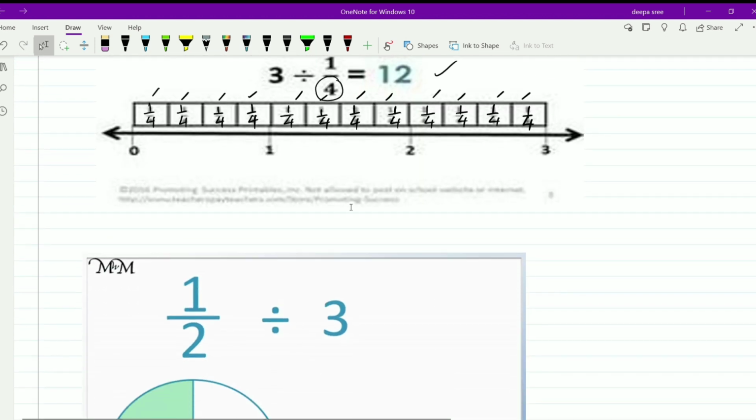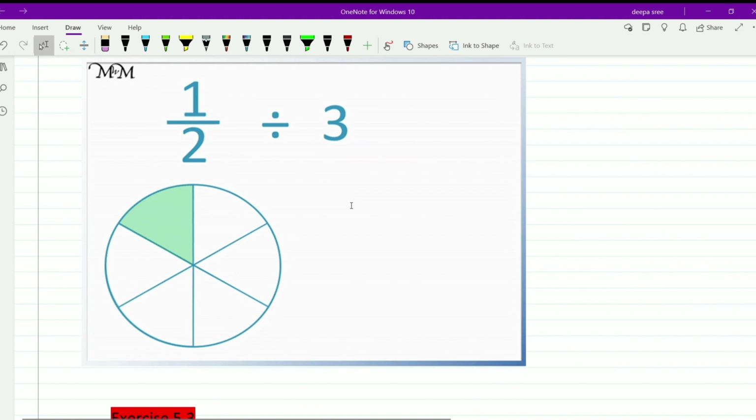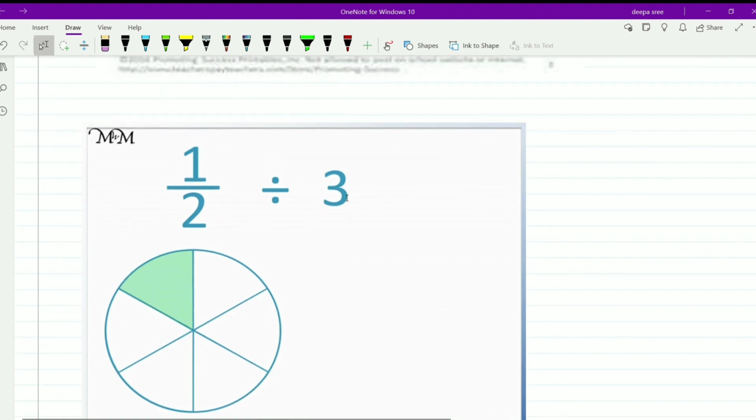That is the answer of the given question. Now a fraction divided by a whole. Here 1 by 2 is a fraction and 3 is a whole number. So a circle is divided into 1 by 2 parts.